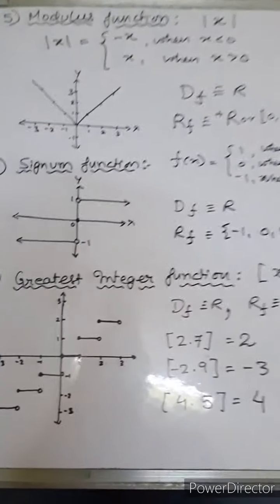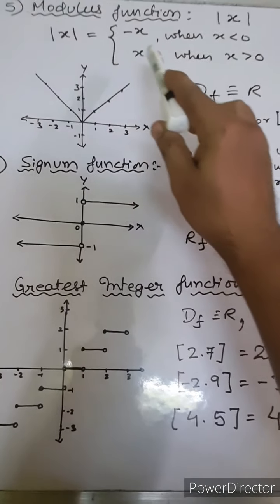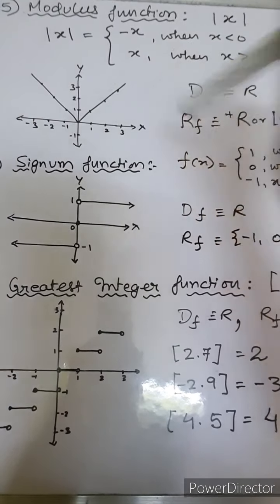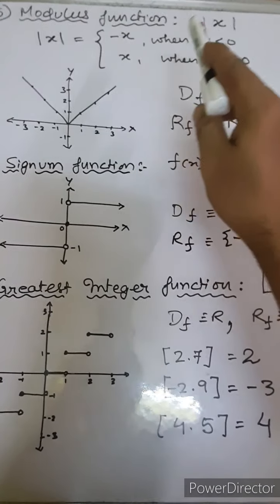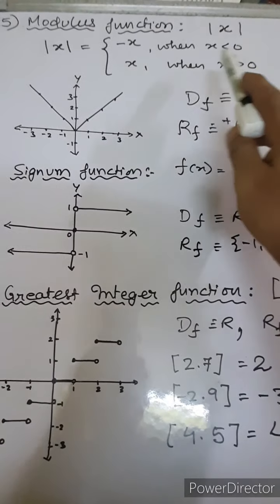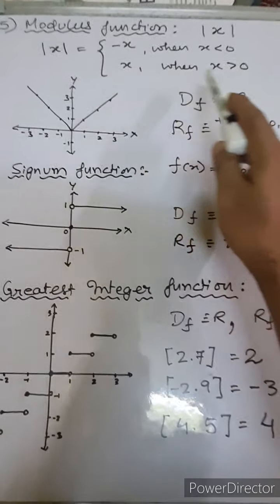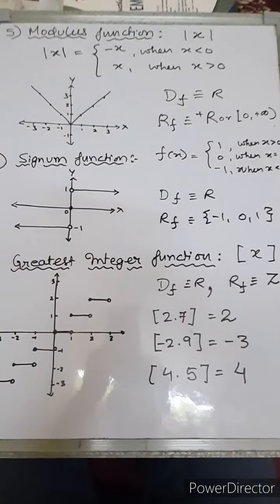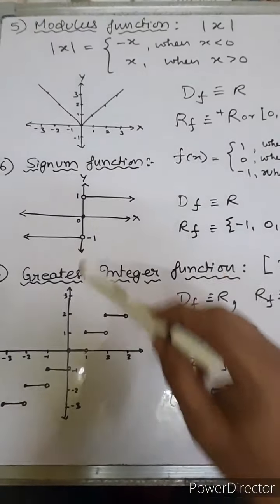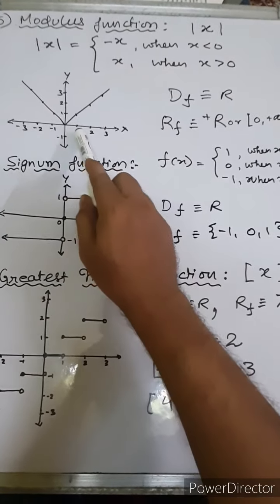So the modulus function is defined as follows: the value of the modulus function will be -x when x is less than 0, and the value of the modulus function will be +x when x is greater than or equal to 0. Okay, the graph of the function, if we draw it, is represented like this.